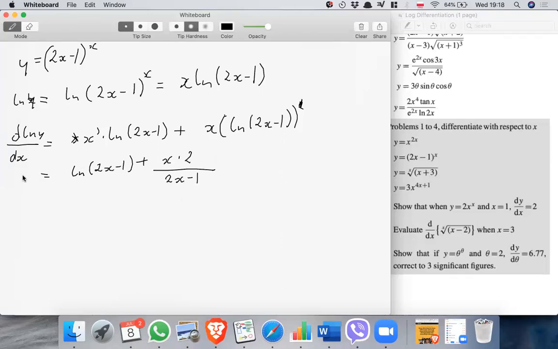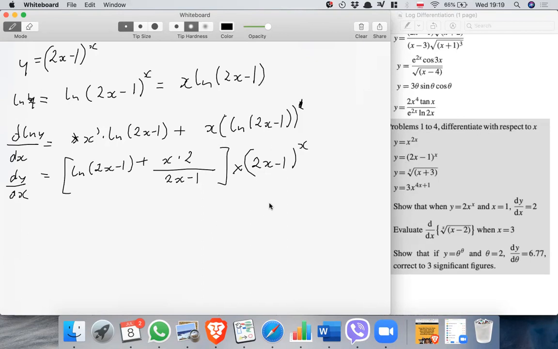So that's d ln y/dx, and to get dy/dx, all I need to do is to take this expression and multiply it by (2x minus 1) to the power of x. Just bear with me a second and make sure that I have this one right. Yeah. So we can rewrite this as 2x, but that's all the same.